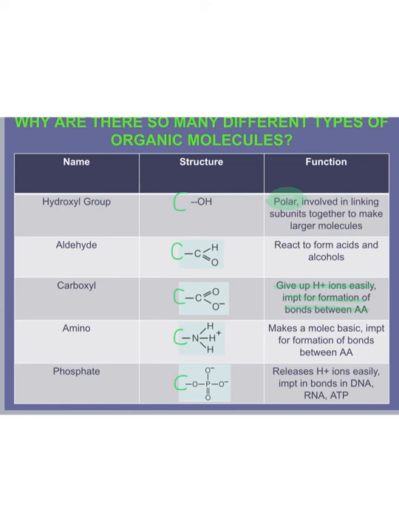The amino group is actually going to turn that carbon molecule into a base. It's going to make the molecule basic, and amino groups are also going to be important in forming proteins or forming those bonds between amino acids. Lastly, we have the phosphate groups. So phosphates also give up hydrogen ions easily, so they function as an acid. And these are also going to be important in the bonds in our DNA, our RNA, and a molecule called ATP, which we will talk more about as we go through the rest of the class.